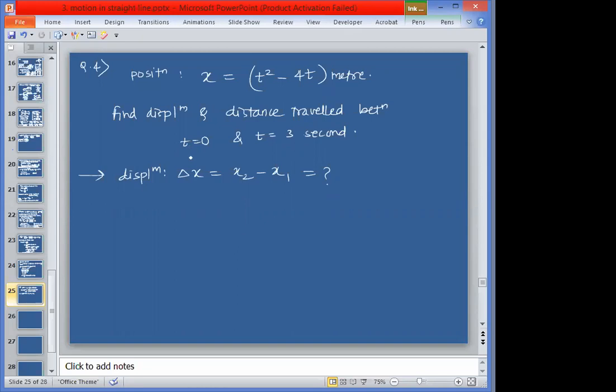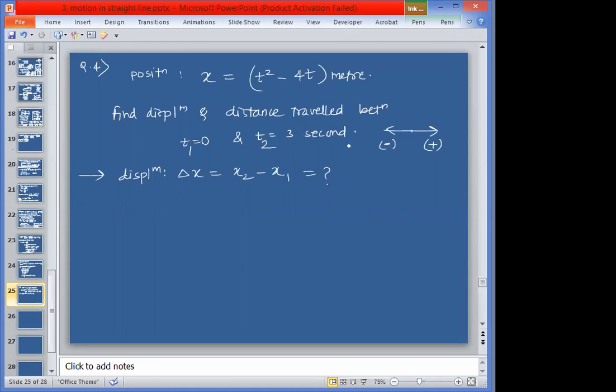Initial time is given to you, so call this t as t1. Final time is given to you, so call this t as t2. Displacement is change in position, so final position minus initial position. Change means always final minus initial. If it comes plus, it is plus; if minus, it is minus. Plus means rightward direction and minus means leftward direction. If a vector is shown without a plus, it is in the rightward direction; with a minus, it is leftward. Instead of writing plus i and minus i, people write only plus and minus.